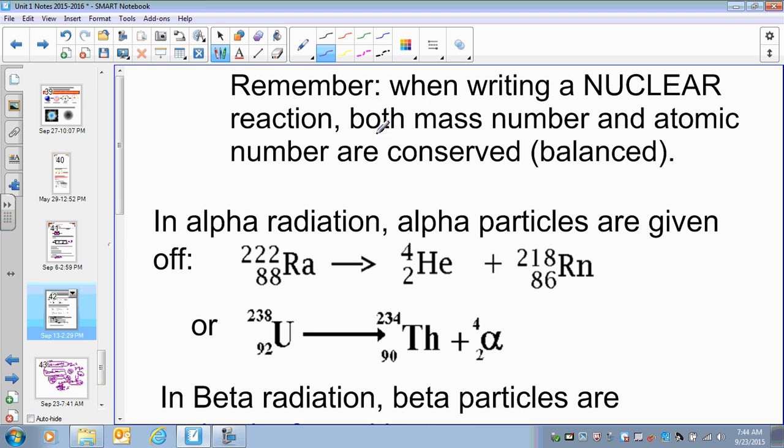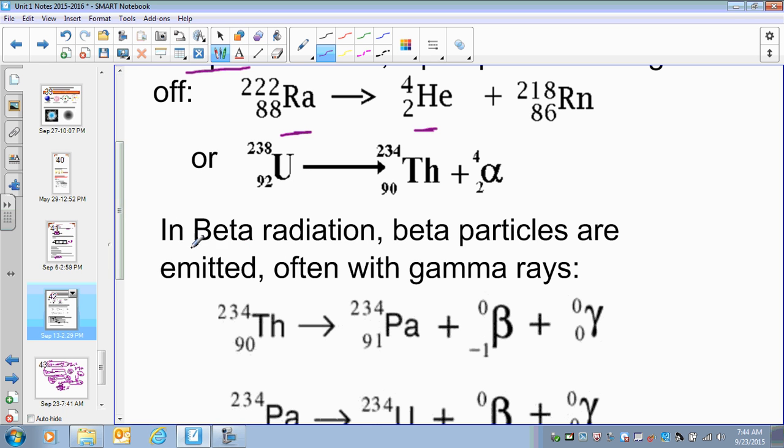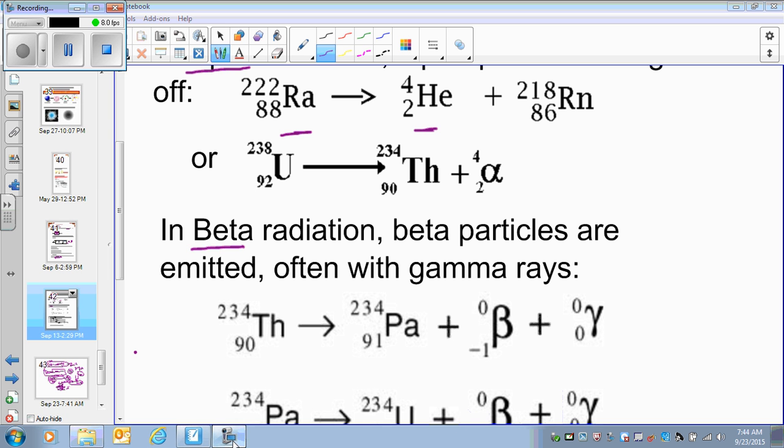When we're writing, we will learn how to write that radiation. When this element gives out a certain radiation, what happens to it? So there are different types of radiation. One type is called alpha radiation, one type is called beta radiation, and there is another type called gamma radiation. So there are three different types of radiation.